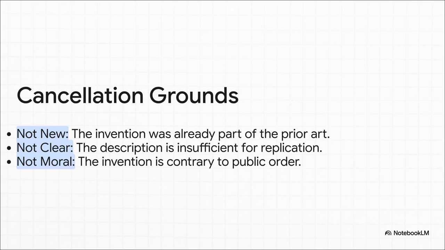And finally, the 3 patent killers. It's not new, it's not clear, or it's not moral. These are the only 3 reasons listed in the law that can be used to cancel a patent. Memorize these 3, and you are golden for any question on patent validity.